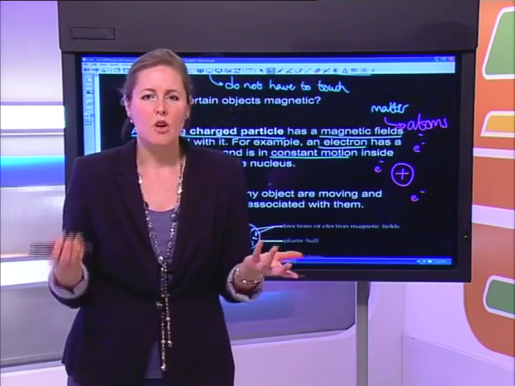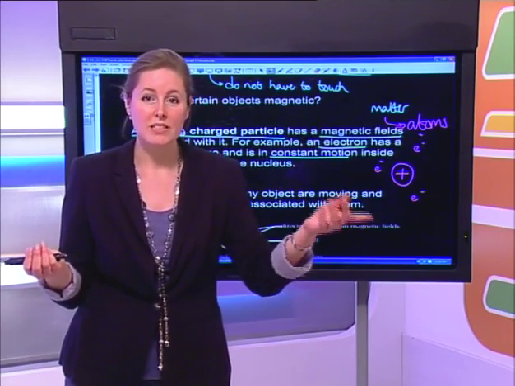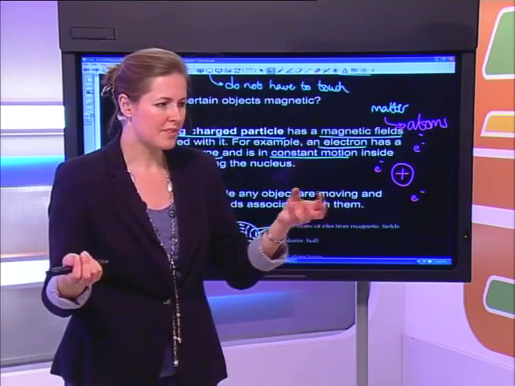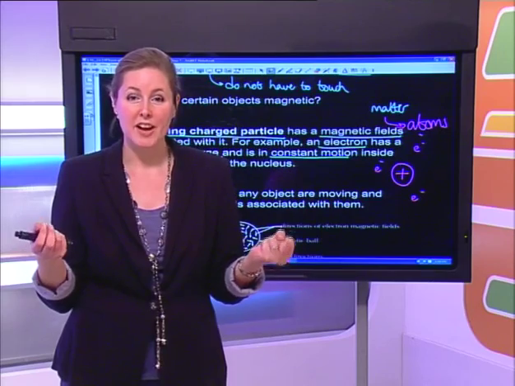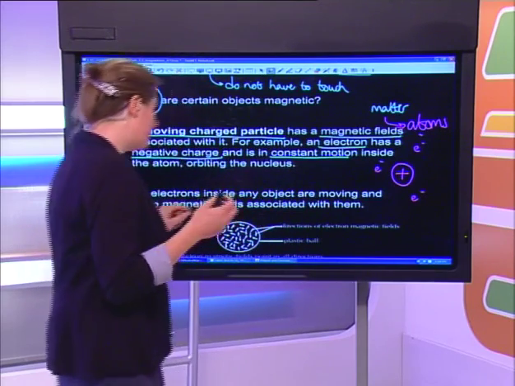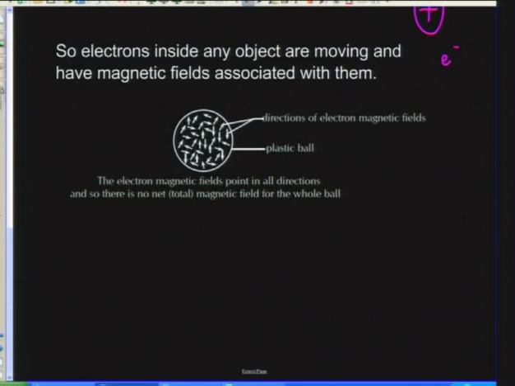The question is then, why are some things magnetic and other things aren't? We saw that little piece of plastic attached to the wood did not have a magnetic attraction to those magnets. Well, why would that be? Here I've got a picture of a plastic ball. And there's the ball. And what you'll notice is that there are arrows in all directions.